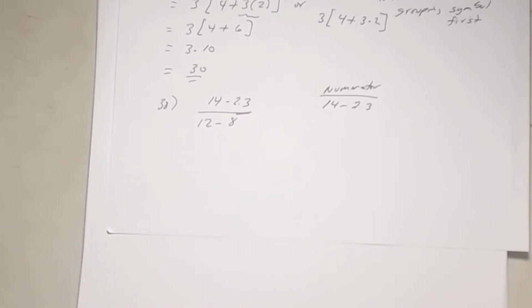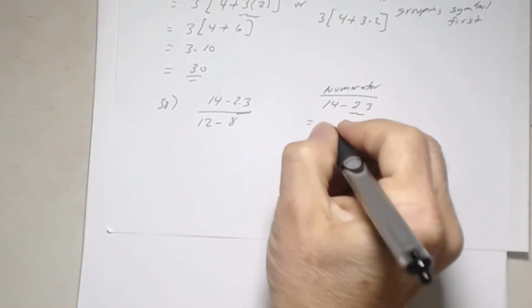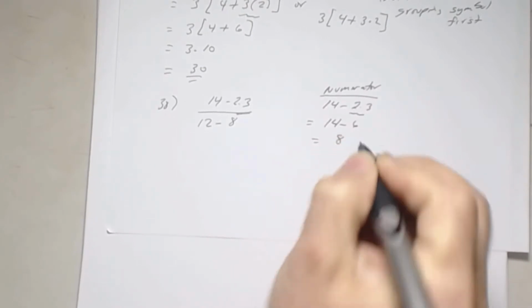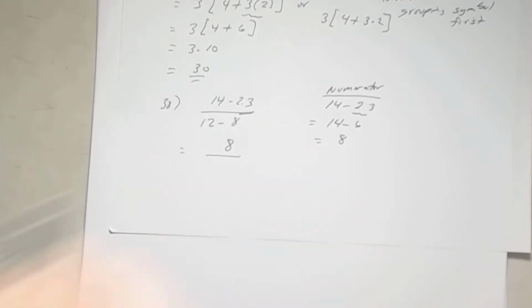Now let's talk about order of operations. What are the operations in this numerator? Subtraction and multiplication. According to the order of operations, what should I do first? Multiplication. So 2 times 3 is 6, and then 14 minus 6 is 8. So in my numerator, I put an 8.